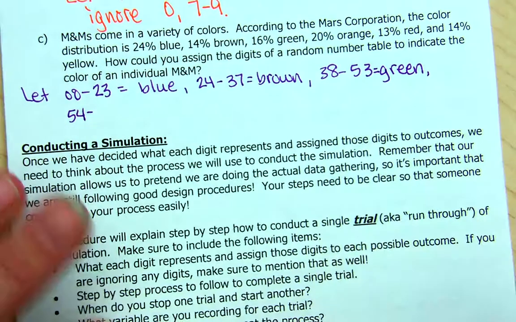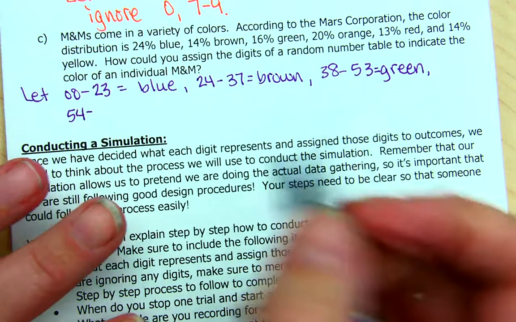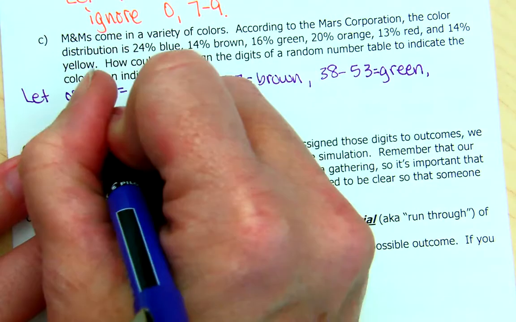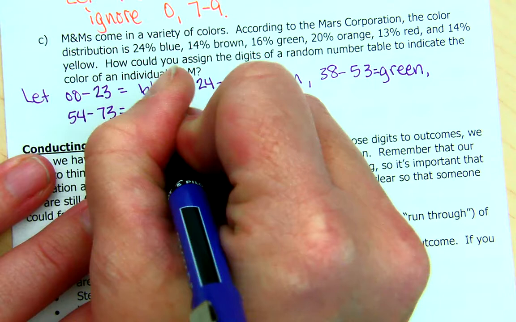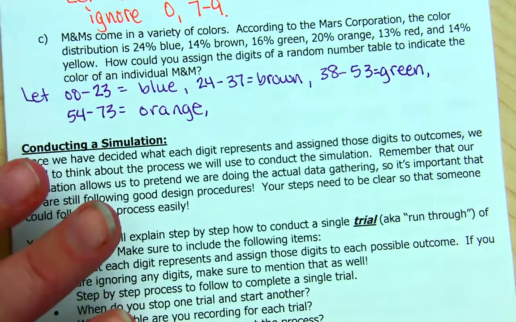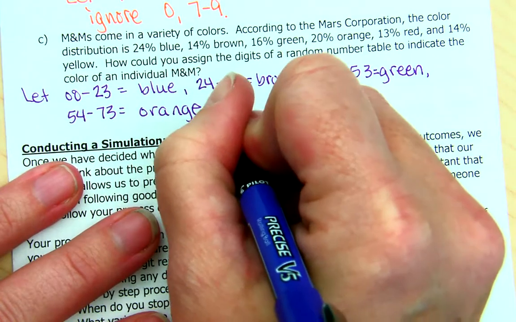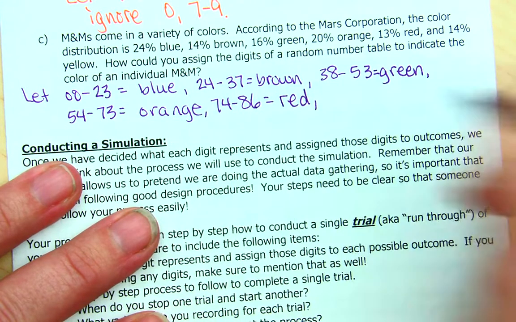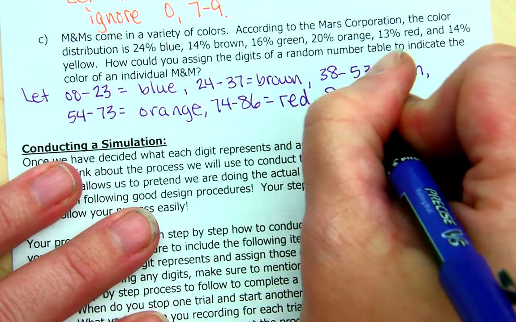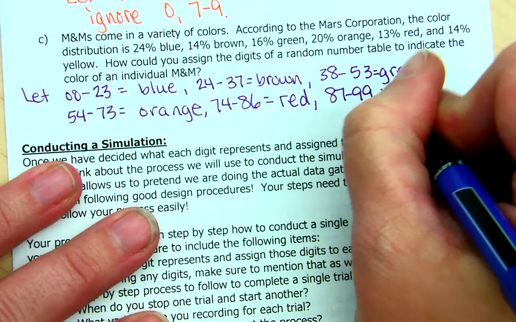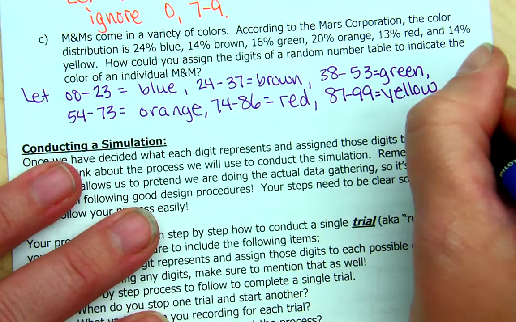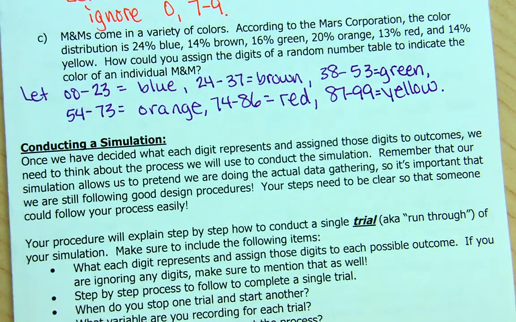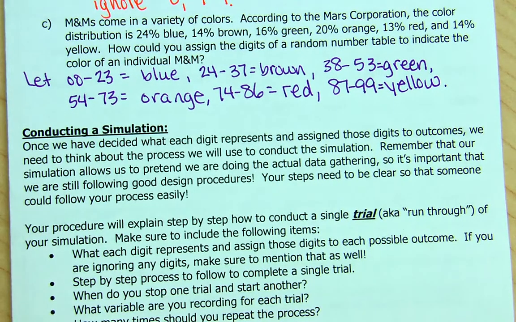And 54. So 54 to 73 is the orange. And 74 to 86 is red. And 87 to 99 is yellow. So we've accounted for every possible 2-digit number, and we have values that correspond to the percentage that they should represent.